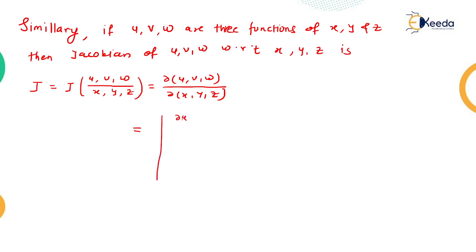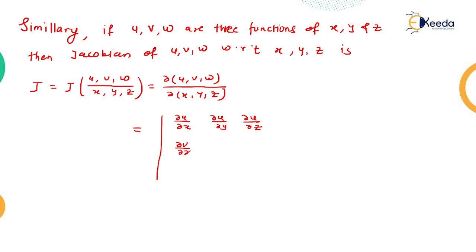Order of determinant is 3 by 3, meaning in the first row you have to write all the derivatives of u, that is the partial derivative of u with respect to x, with respect to y and with respect to z. In the second row you write the second variable and its partial differentiation. So the second variable is what? v.